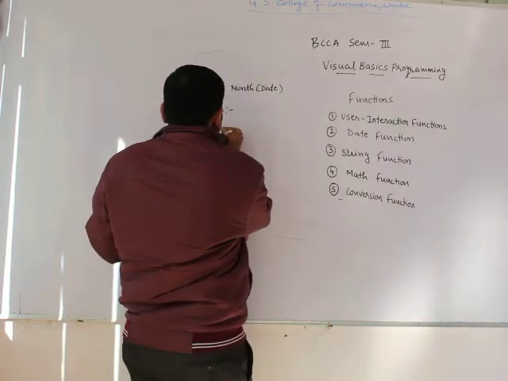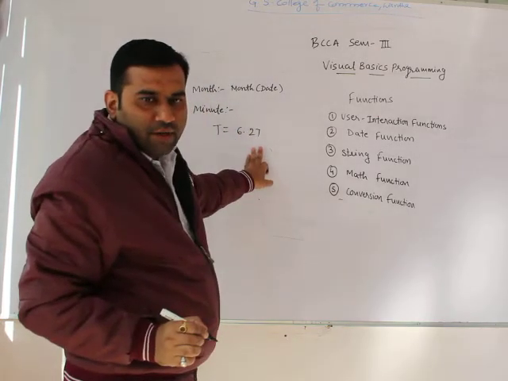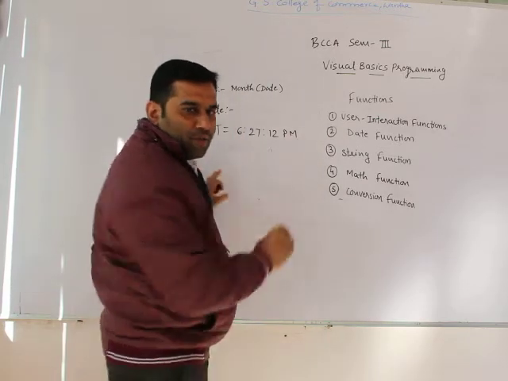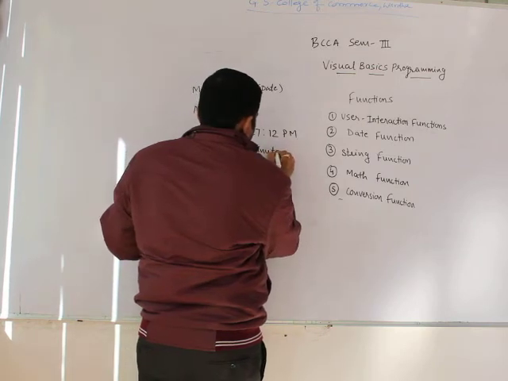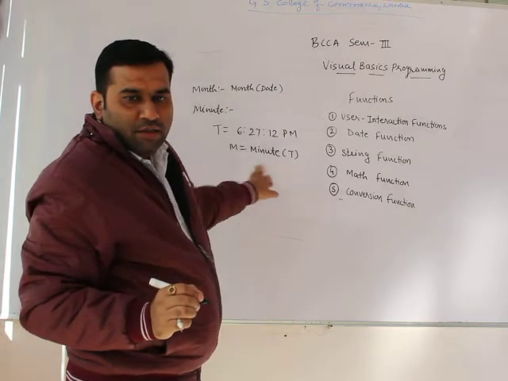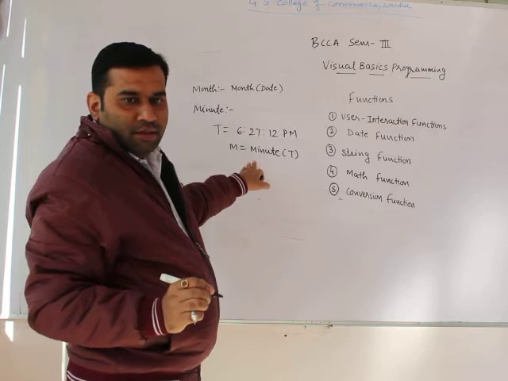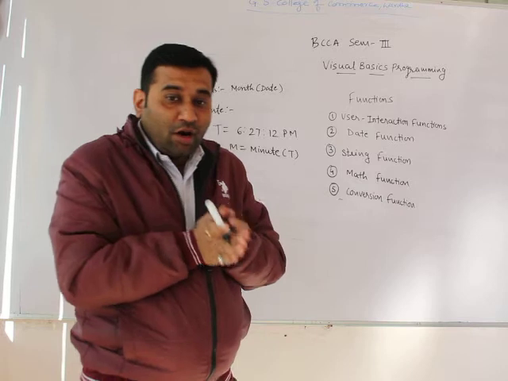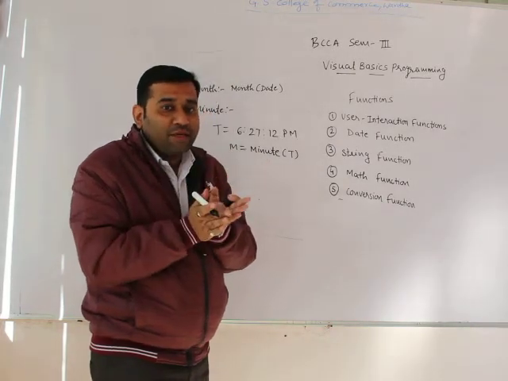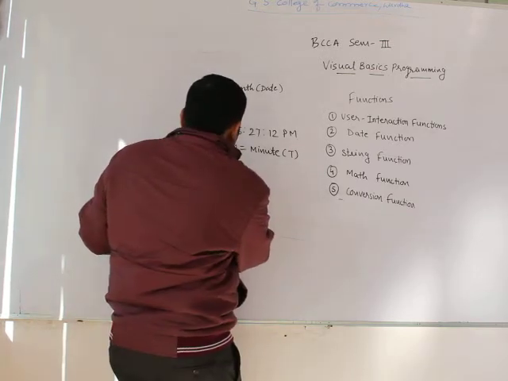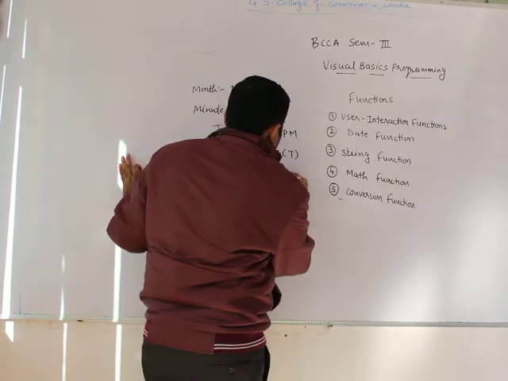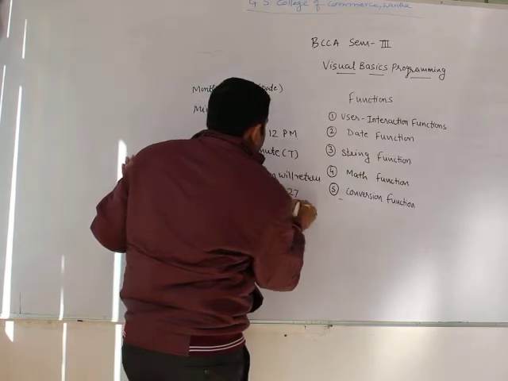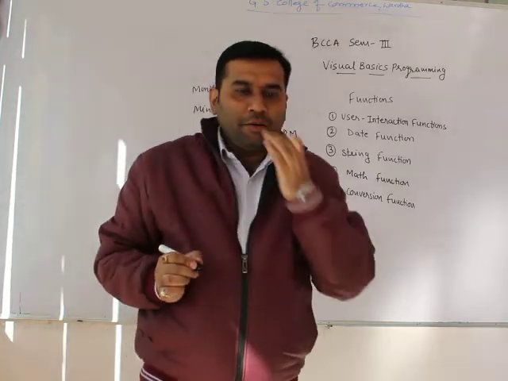t = 6:27:12 p.m. Then m = Minute(t). This function, Minute of t, returns a whole number between 0 to 59, representing the minute of the hour. Minute of the hour representing 0 to 59 minutes. The function will return the minute value 27.